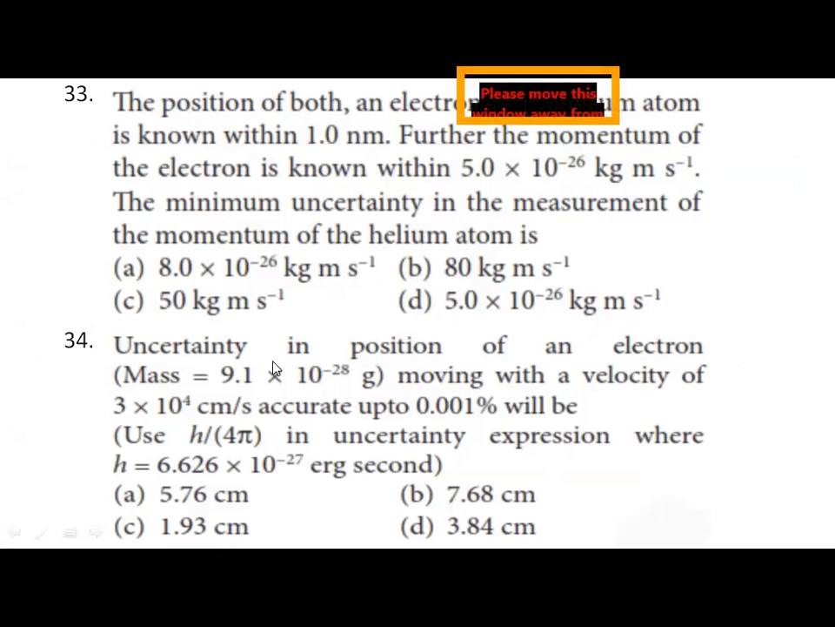Okay. Next question. Uncertainty in position of an electron. Mass is given in grams, 9.1 into 10 raised to minus 28 grams, moving with a velocity of 3 into 10 raised to 4 centimeter per second, accurate up to 0.001% will be. So they have given everything. Everything is not in SI units, so I need not worry about the conversion factors.